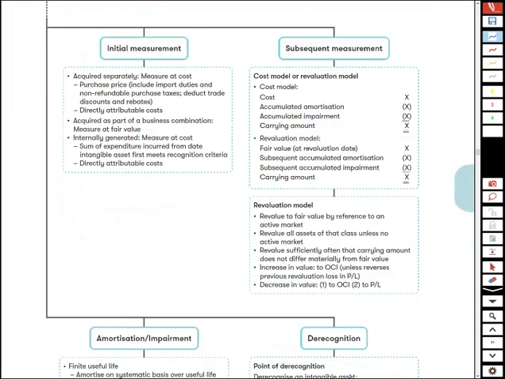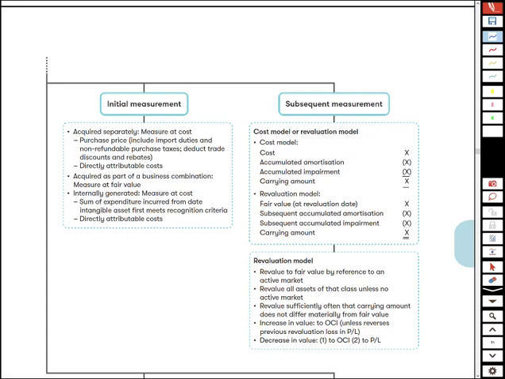And then we looked at our initial and subsequent measurement. And remember we said essentially they are almost identical to your normal bog standard property, plant and equipment. Just be careful about the type of expenses that you capitalise. Like for example, an intangible asset is unlikely to have a delivery charge, is it? But certainly any costs necessary to get the asset ready for its intended use, or any directly attributable costs, that's fine. You can capitalise those.